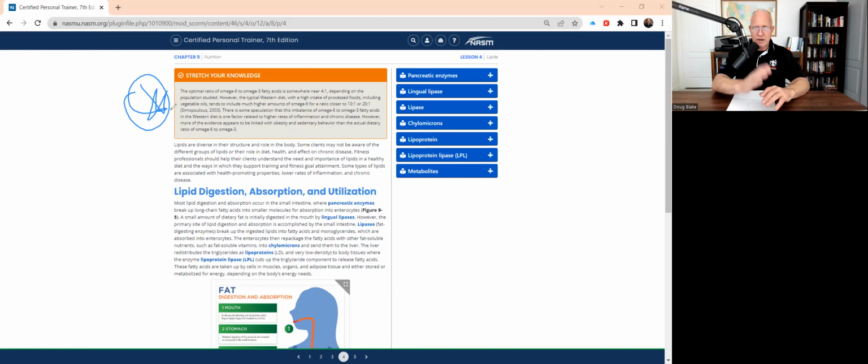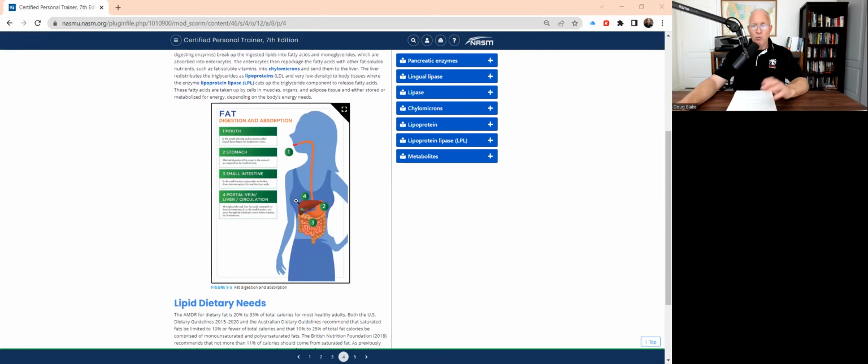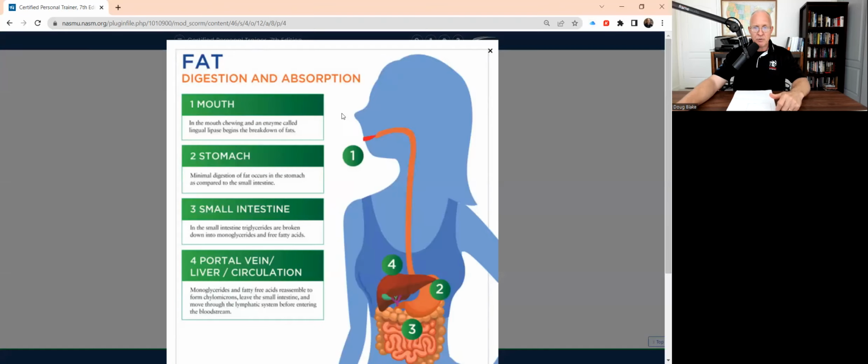Over on the right side, of course, you've got these definitions: pancreatic enzymes, lingual lipase, generally from a digestive perspective. I'm not really interested, for the most part, in going over too much of the where it occurs. We know that for the most part, fat digestion, and I'll open this up for you.